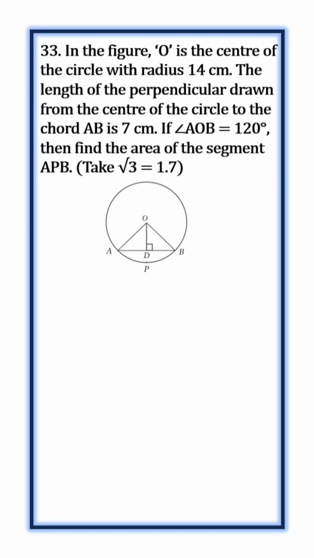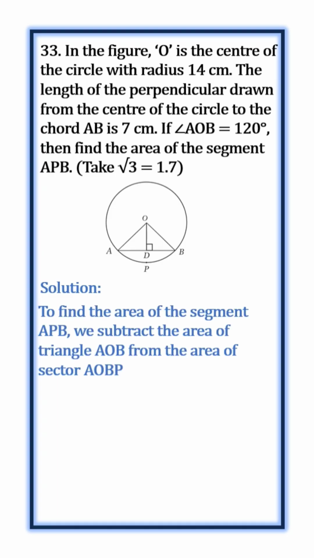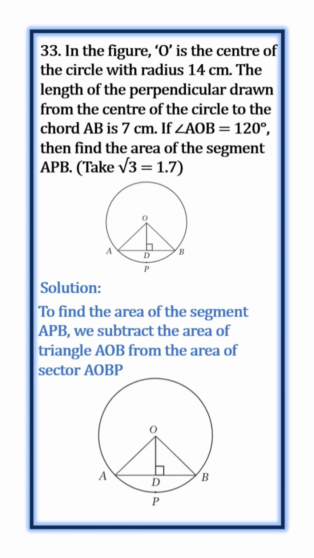This thing you need not write in your answer script. To help you understand, I have written it. To find the area of the segment APB, we have to subtract the area of the triangle from the area of the sector OAPB. From its area, you have to subtract the area of the triangle AOB. Then you will get the area of APB.